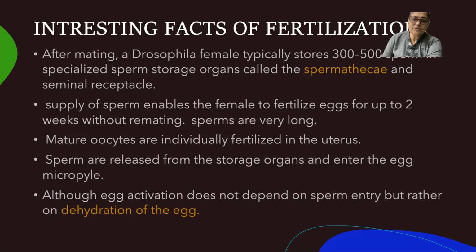Mature oocytes are individually fertilized in the uterus. Sperm are released from the storage organs and enter the egg through a tube-like structure that we call the micropyle. Egg activation does not simply depend on sperm entry; before that, the egg should be dehydrated. So dehydration of the eggs before fertilization is compulsory.